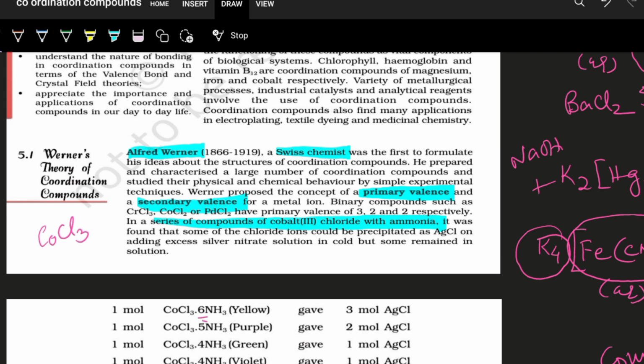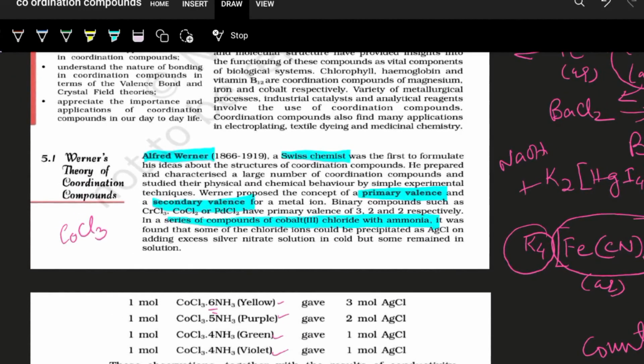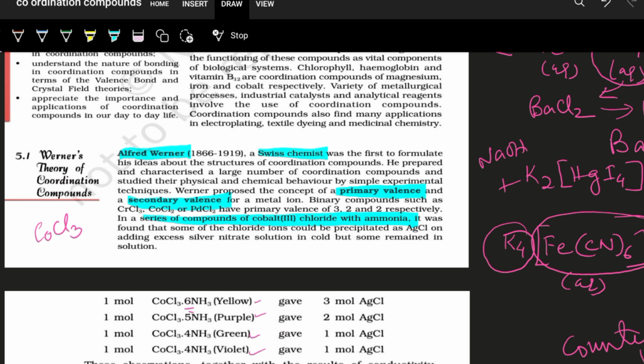He took different proportions of ammonia, and the color of the solution differs. Then he tried to precipitate out the Cl- using an excess of silver nitrate solution, to test for the presence of Cl- ion. He saw that in the first example, 3 moles of AgCl are precipitated. That means there are 3 ionizable Cl- ions.